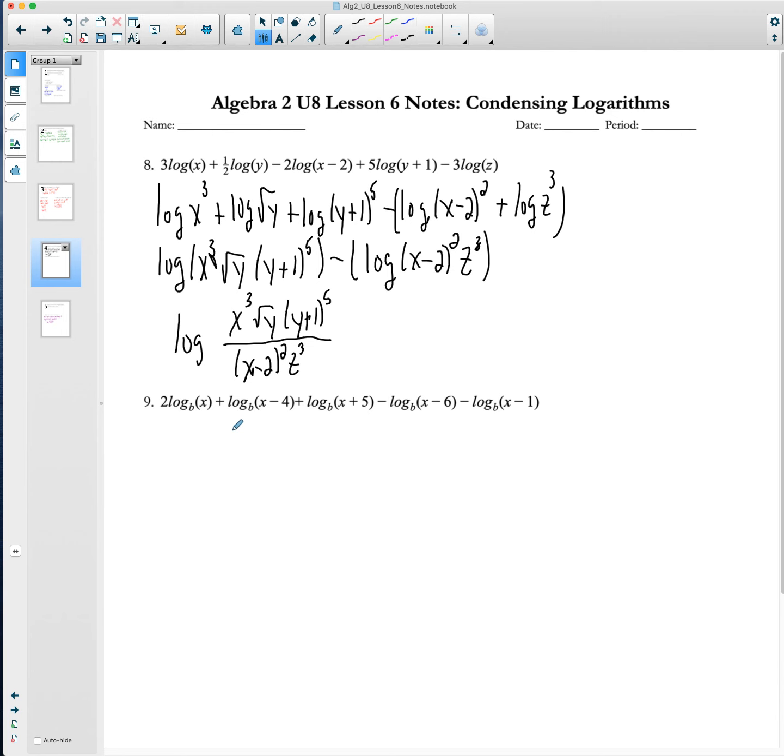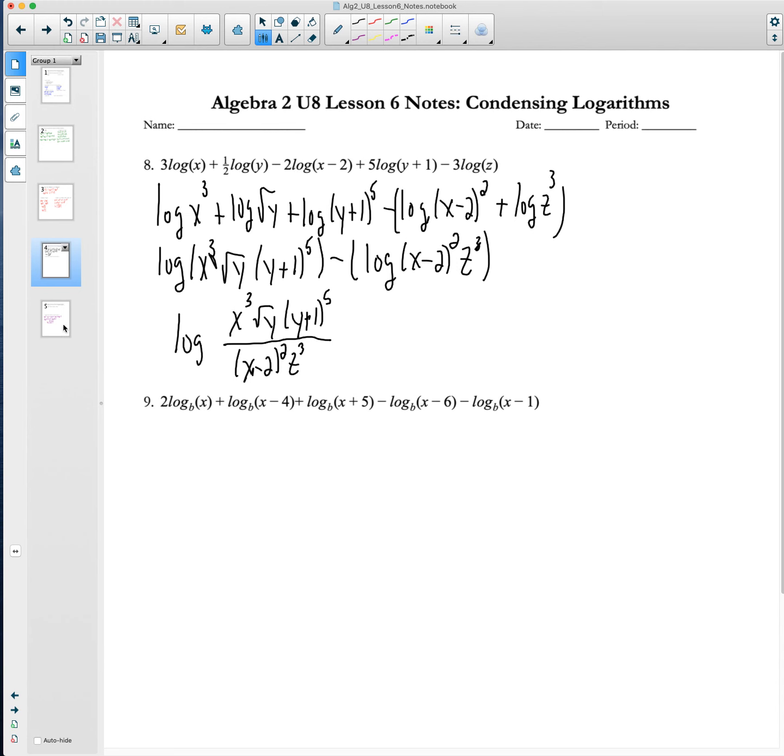All right, so here's how I'd like to wrap up today's lesson. I would like you to try number 9. Simplify, condense that problem, and turn the video back on. Let's see how you do, or check your notes with the Fully Worked Notes online.